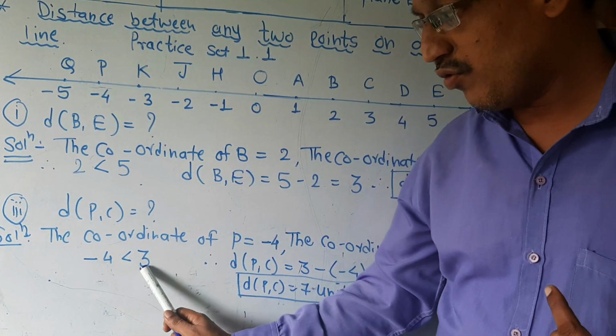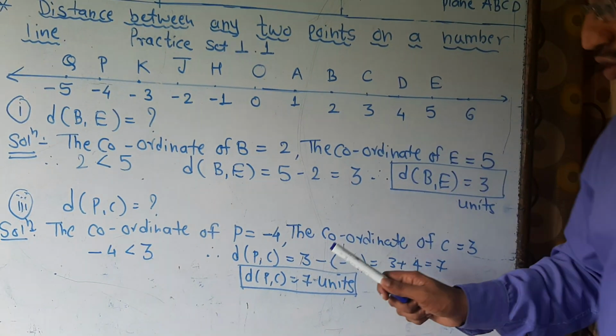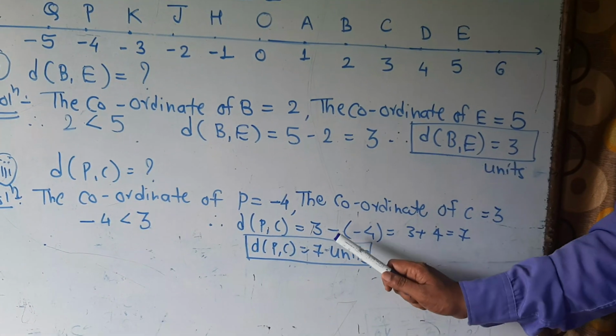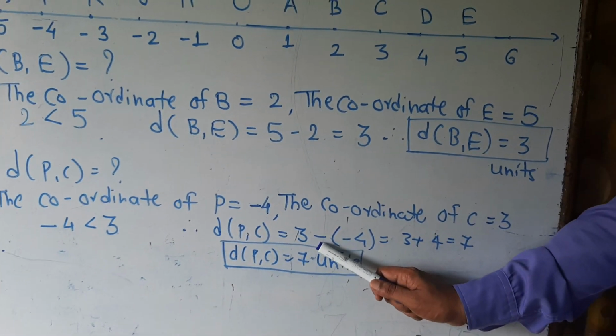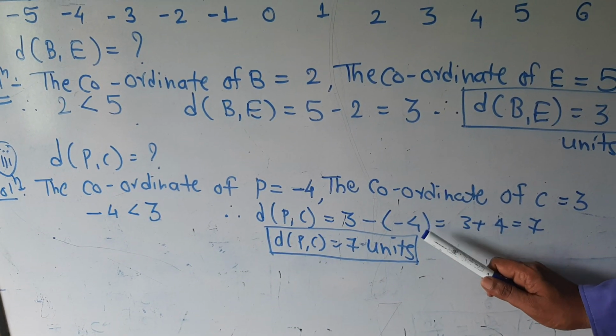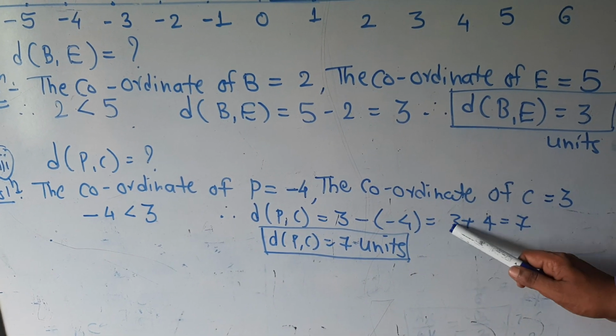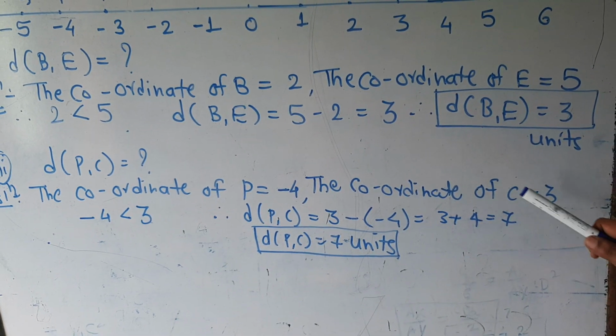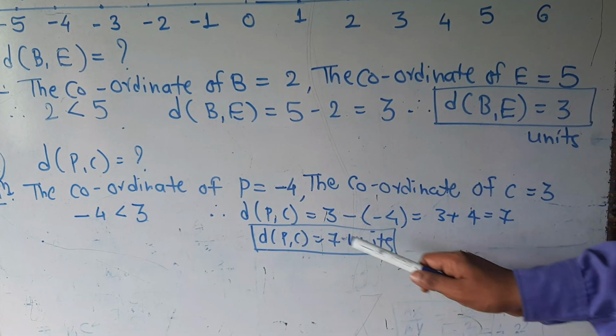Now you know a positive number is always greater than a negative number. So 3 minus minus 4. You can see here, this is the minus sign for the subtraction, and this is the minus sign for 4 itself. So it is minus into minus, and minus into minus is what? Plus. So 3 plus 4 is 7. So the distance between P and C is 7 units.